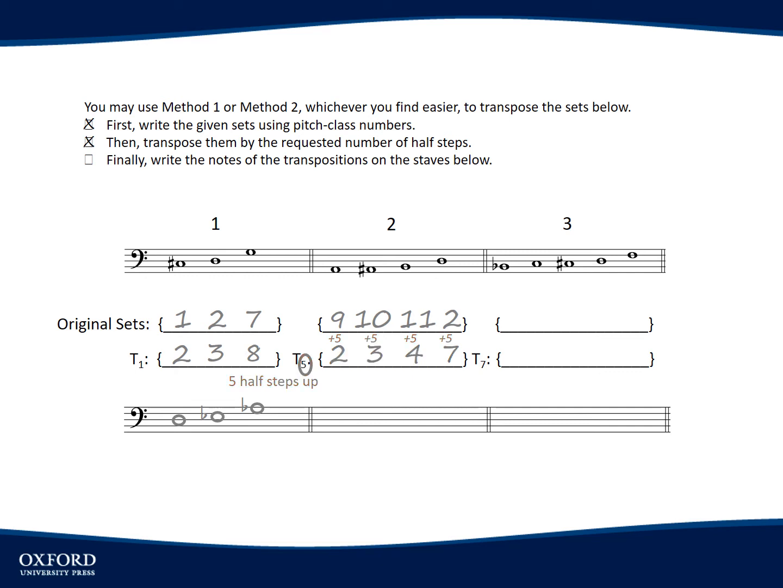The last step is to translate these numbers into notes on the staff. Pitch class 2 is D, 3 is E flat or D sharp, 4 is E, and 7 is G to complete this problem.